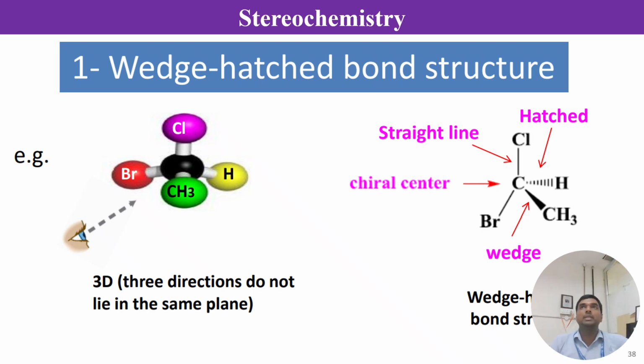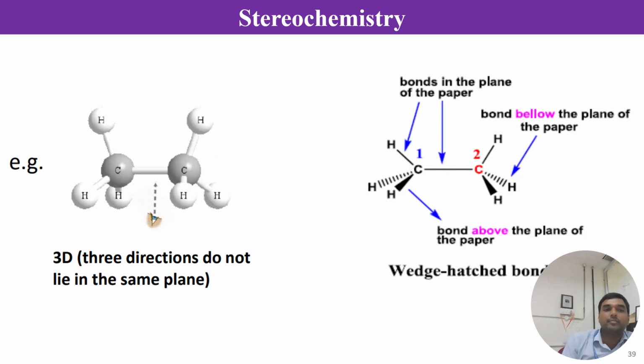Now, how do we represent chiral compounds? There are 4 ways: Fischer projection, flying wedge, sawhorse, and Newman projection formula. Suppose in this molecule, chlorine and bromine are on the plane, methyl is above the plane, and hydrogen is below the plane. That means the wedge structure is this thicker bond, which is above the plane, and the hashed structure is the dotted line, which is below the plane.